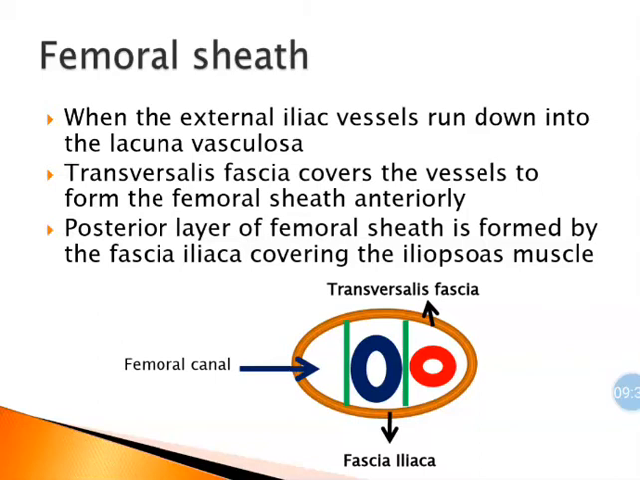So for the femoral sheath, there are two boundaries. In the picture you can see, anterior layer of the femoral sheath is formed by transversalis fascia. Posterior layer of the femoral sheath is formed by fascia iliaca. And this space, that is, the femoral sheath, is again divided into three compartments. So you can see the lateralmost compartment is occupied by the femoral artery. The intermediate compartment is occupied by the femoral vein, and the medial compartment is called femoral canal, and this is empty.